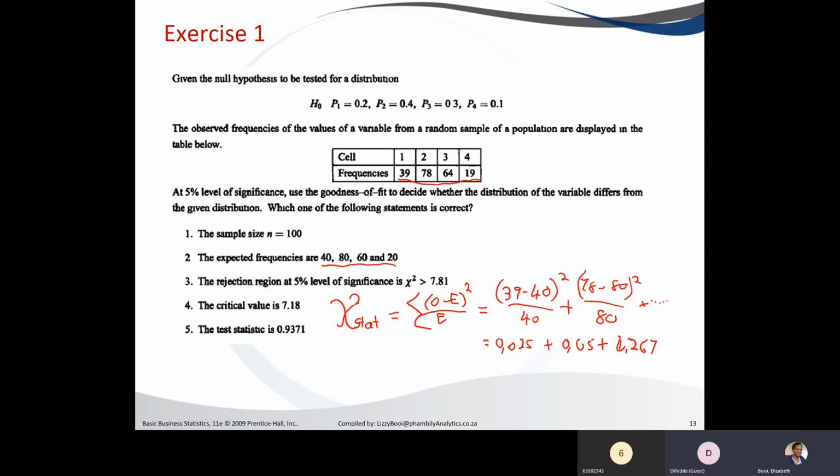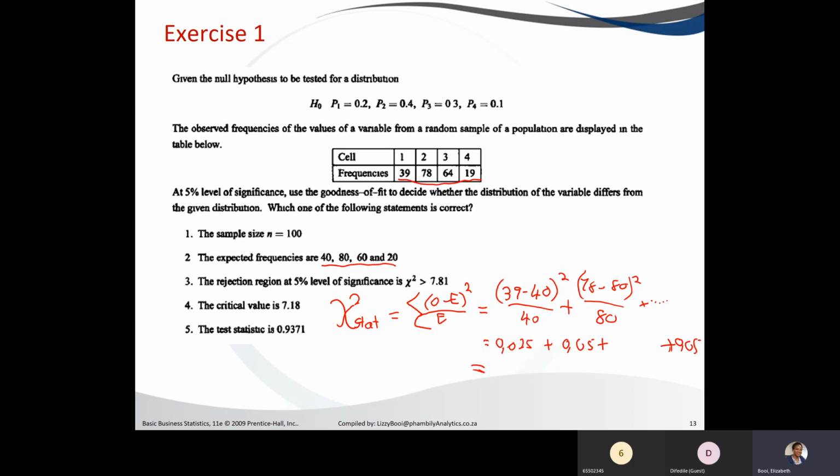So 19 minus 20 squared divided by 20 equals 0.05. So if you add all of them, 0.025 plus 0.05 plus 4. Did I do it right? Sorry. No, it's not 4 point, it's 0.267. Yes, so I just realized that one I did it all wrong.